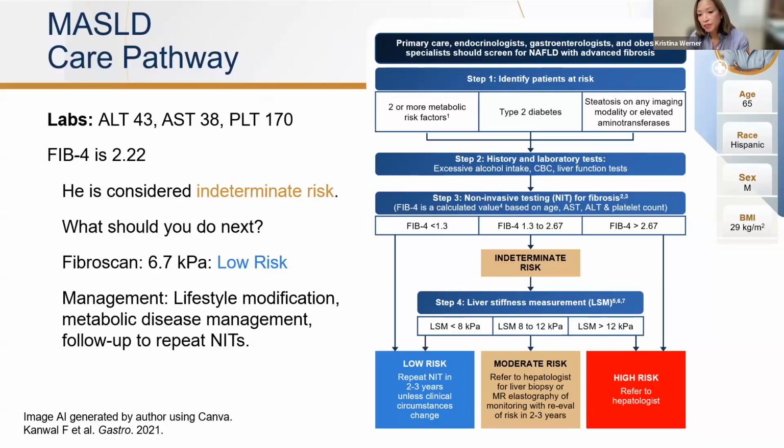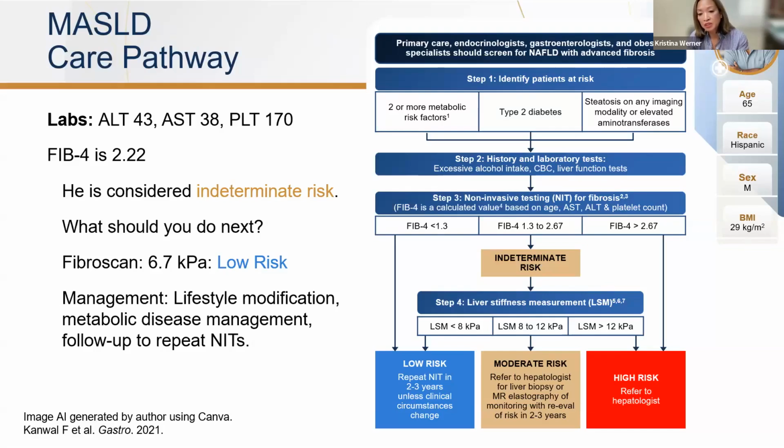Now, FIB4 is a calculated value based on age, AST and ALT, and platelet count. So depending on FIB4, we follow the guidelines. So FIB4 of less than 1.3 is low risk, and recommendation is to repeat the NITs in 2 to 3 years unless there's any clinical changes.